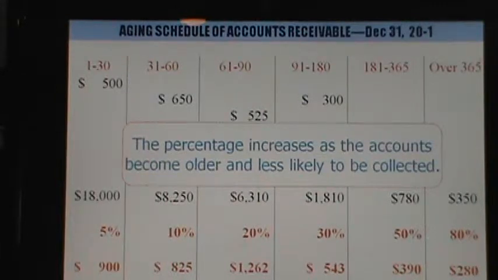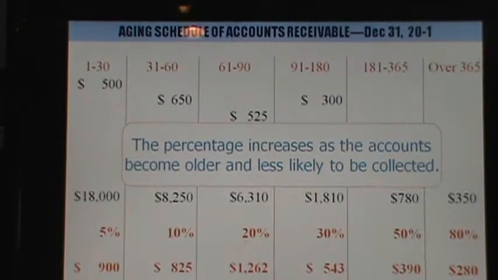So the percentage of uncollectible accounts increases as the accounts become older. So you can see if it's over 365 days past due, there's an 80% chance that it's going to be uncollected.